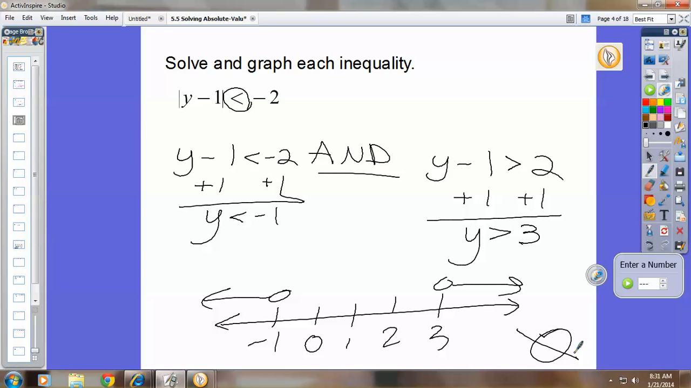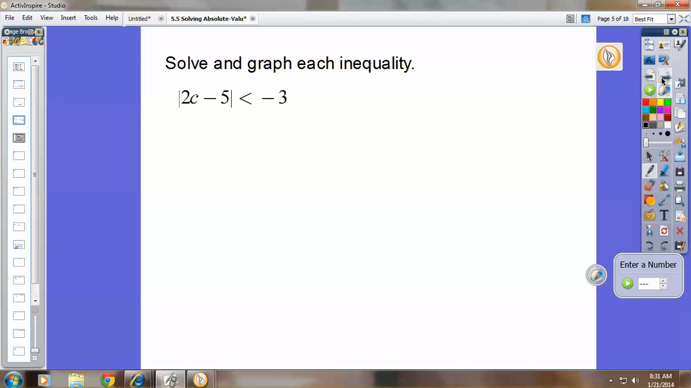I want to do one more with you. This is going to be the problem that we're going to do together. This is where the absolute value of n plus 3, all divided by 4, is less than or equal to 6. This is and because it has a less than symbol.